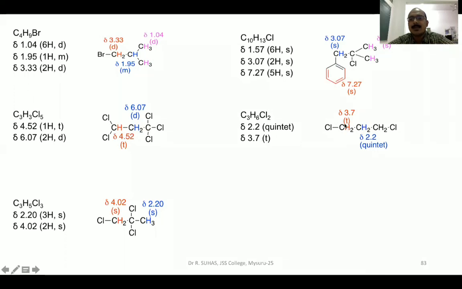Triplet is 3.7. Coming to this proton, this is a symmetric molecule, and hence whatever you predict for the LHS, the same will be for the RHS also. So 2, 2 is 4, 4 plus 1 is 5, and hence it is appearing as a quintet at delta 2.2.